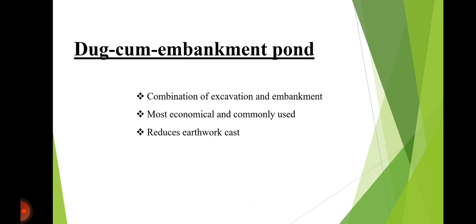So mainly there are three types of farm ponds. First is excavated farm pond, second is embankment farm pond, and third is a combination of excavated and embankment, named excavated cum embankment farm pond. There may also be lined farm ponds, but they are not very important, and may be small farm ponds.